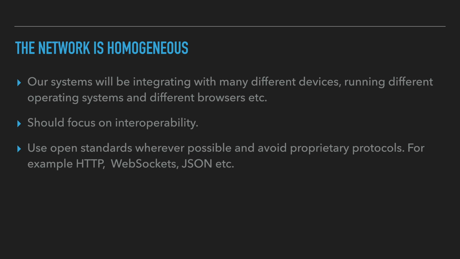The eighth fallacy is that networks are homogeneous. The reality is our systems will be integrating with many different devices, running different operating systems and different browsers. The various components that make up the distributed system may also be written in different programming languages. We want to design our systems with interoperability in mind. If possible, we want to avoid proprietary protocols and instead make use of open standards that enable interoperability. Good examples would be HTTP, WebSockets, JSON, etc.